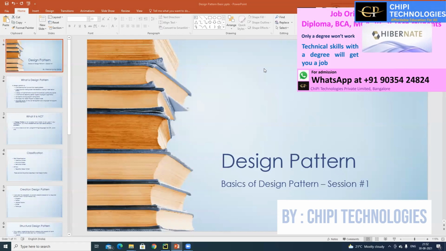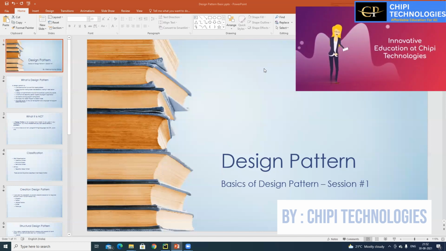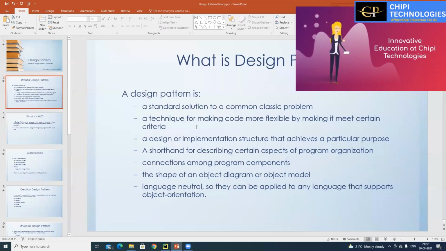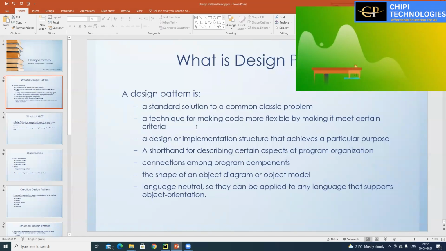It will definitely help those people in their interviews too. Even if you have 2 or 3 years of experience, and mostly nobody will ask, but if somebody by chance asks you and you are able to answer, it will be a very good positive note for your interview. So to understand today what a design pattern is, let's start our session. So what is a design pattern?